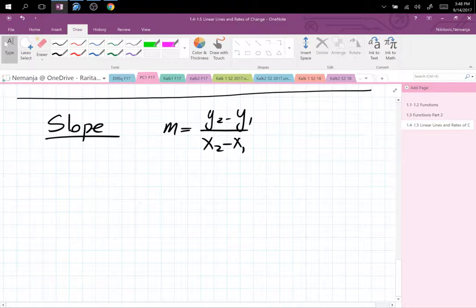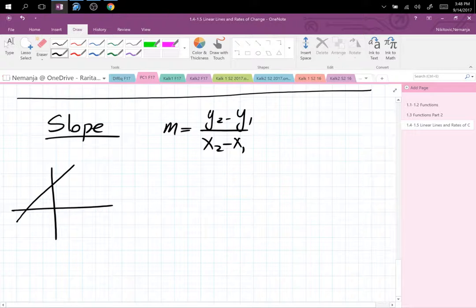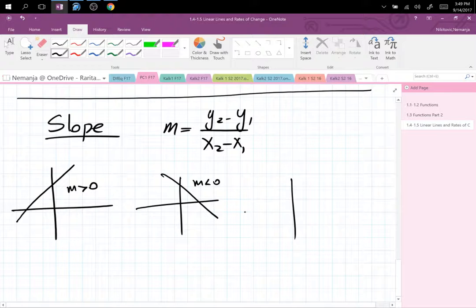We know that. And hopefully, you also know that if the function rises to the right, slope is positive. If the equation falls to the right, then it's negative slope. And you also have the horizontal line through some number c whose slope is equal to 0.